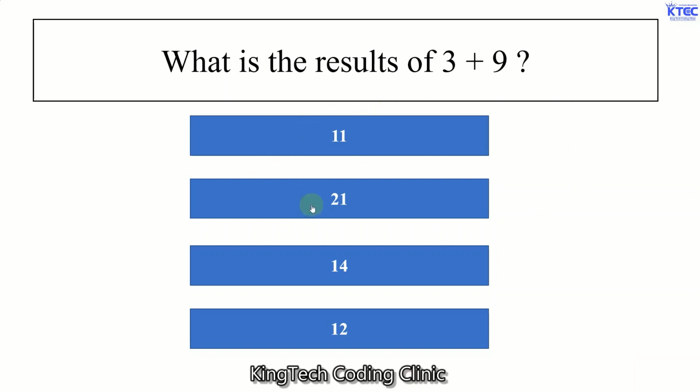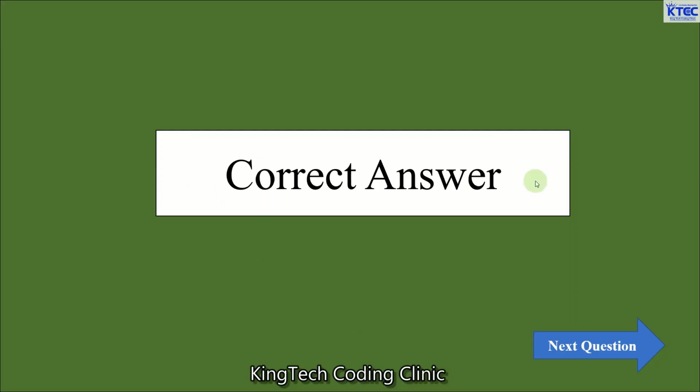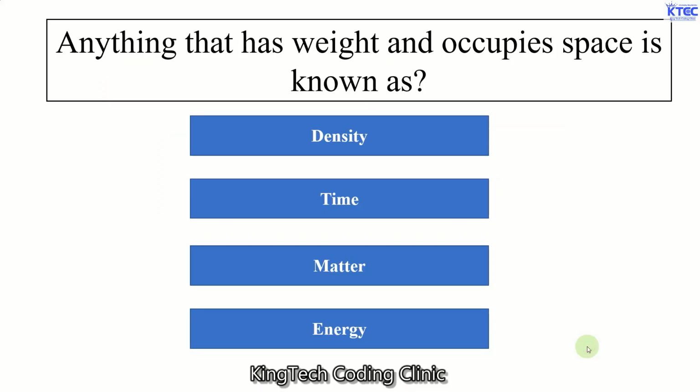So let me choose the correct answer now. Once I click on this, it says "Correct answer." So I can now move to the next question. It says, anything that has weight and occupies space is known as what? Density, time, matter, or energy? We all know the answer here.